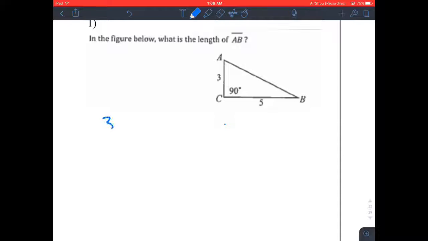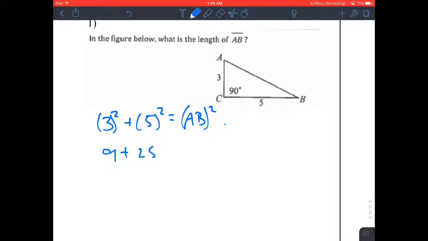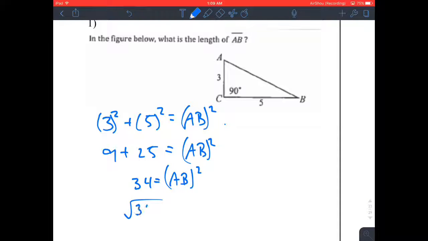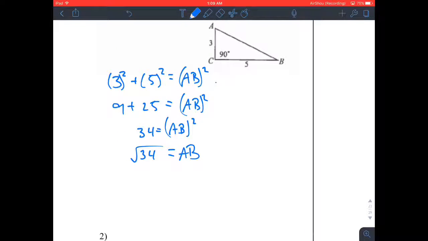So the Pythagorean theorem, we're going to square each leg, and that should be equal to the hypotenuse, which they're saying is AB. So that's a 9 plus 25, which is 34. If you square root both sides, you get AB is the square root of 34. That is not a perfect square, nor does it simplify. So let's just leave it at that. AB is the square root of 34.